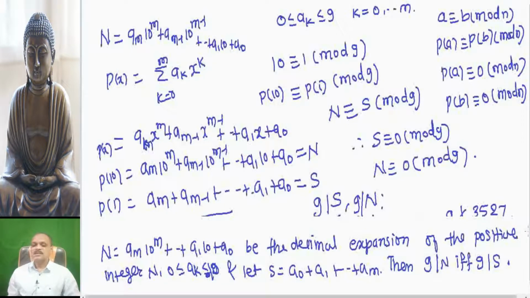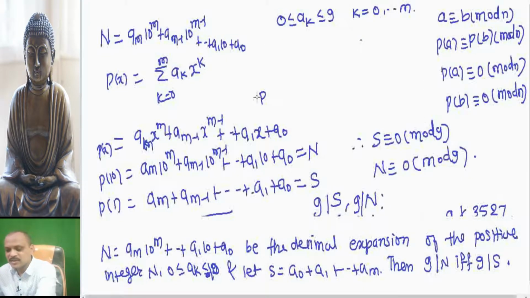So this is the statement of the theorem which shows that if 9 divides n, then 9 divides s. If 9 divides s, then 9 also divides n. Now let us take the same criterion for another number. We know that 11 is a divisor of 11.